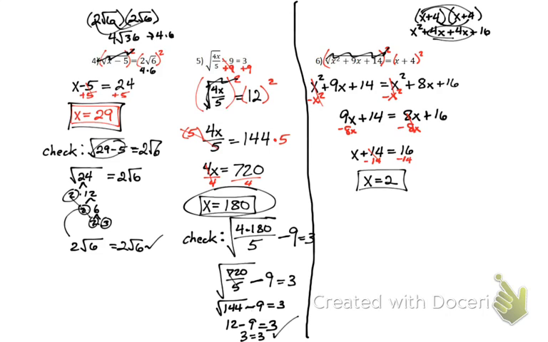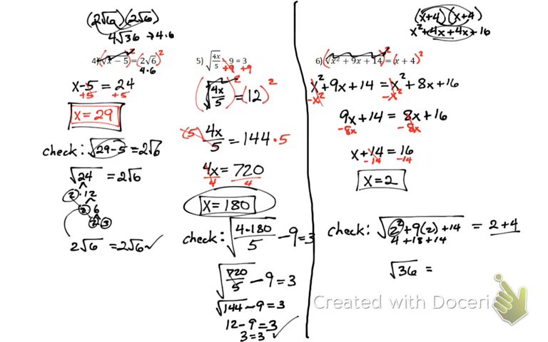X equals 2. So, check step. Make sure this is a true answer. I have the square root of 2 squared plus 9 times 2 plus 14 equals 2 plus 4. Probably do some of this on your calculator. 2 squared is 4 plus 18 plus 14. So we're going to get the square root of 36 equals 2 plus 4, which is 6. And does the square root of 36 equal 6? Sure does. Checks out. Final answer, x equals 2.